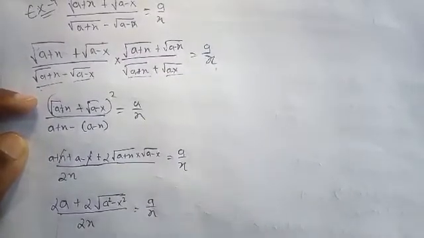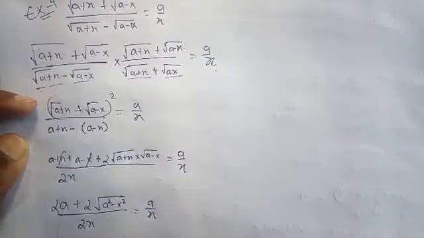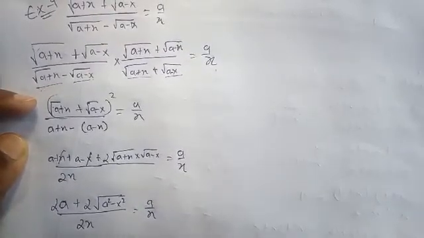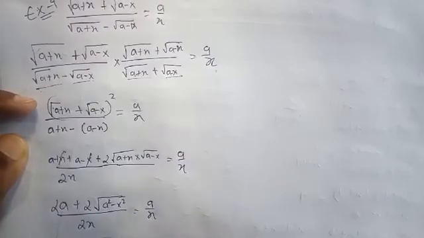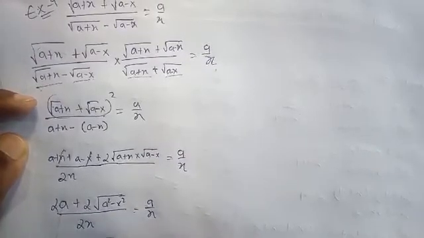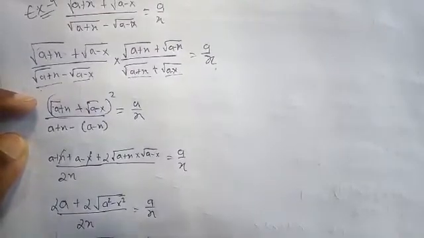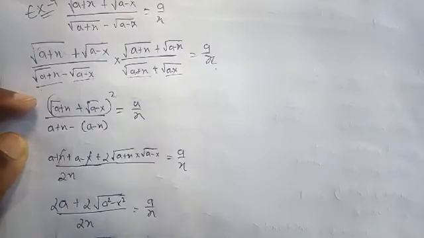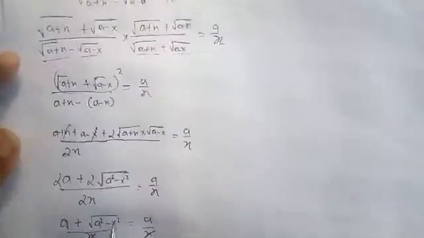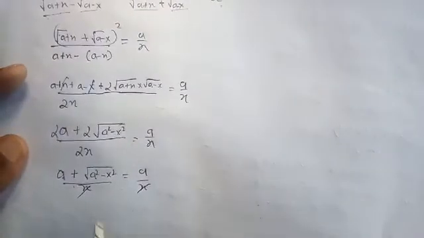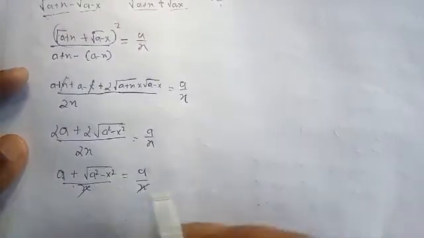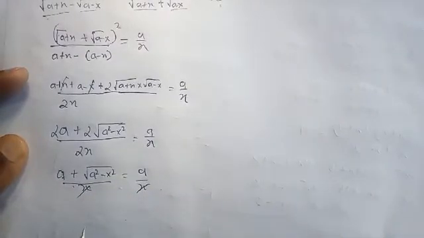Now you guys can have a look over here that 2 and 2 are common and this 2 can be cancelled out. So what is left with me? A plus square root a square minus x square equals to a over x over x. This and x can get cancelled out, and this can go on one side. So if I shift, sorry for that, this and this can go on one side, x and get cancelled out.